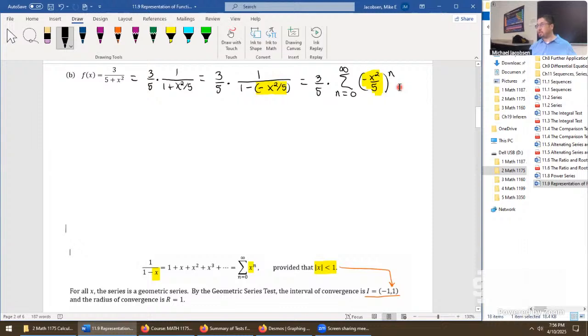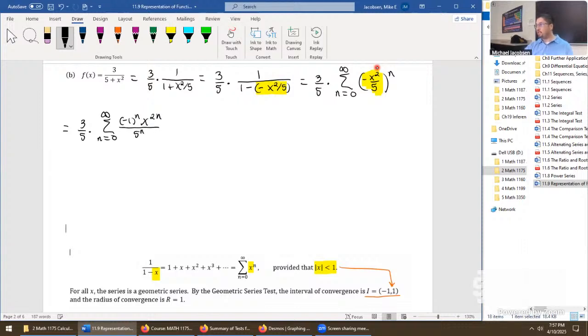Okay, let's do the simplification part. There's really 3 different factors we're interested in: the -1, the x squared, and the 5. Let's distribute n across all 3 of those values to get 3/5 times the sum from 0 to infinity of -1 to the power of n. We have an alternating part. x squared to the power of n is just x to the power of 2n. Those exponents would multiply together.